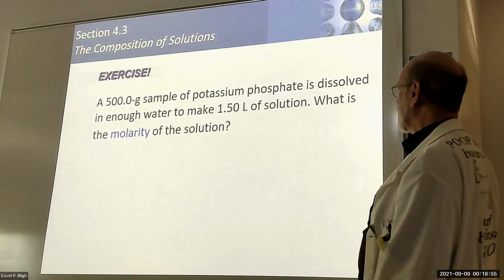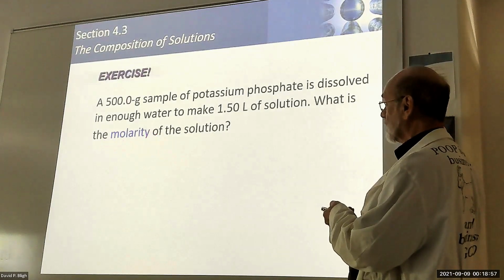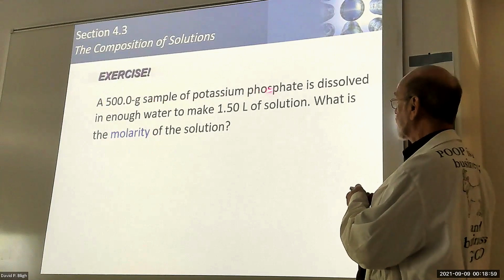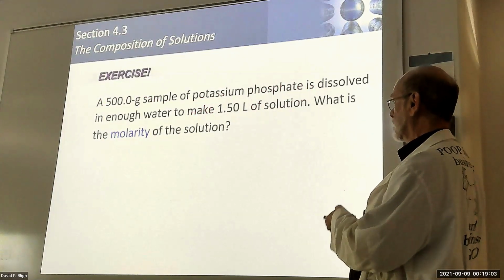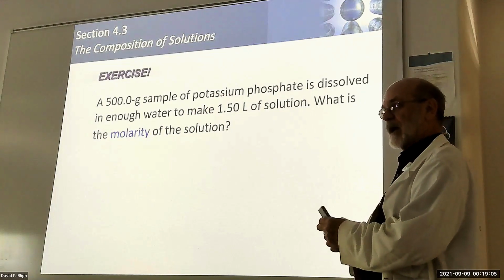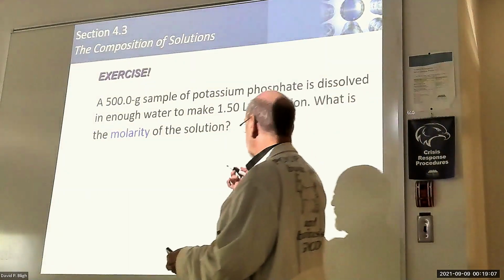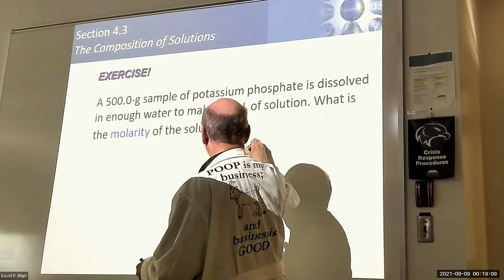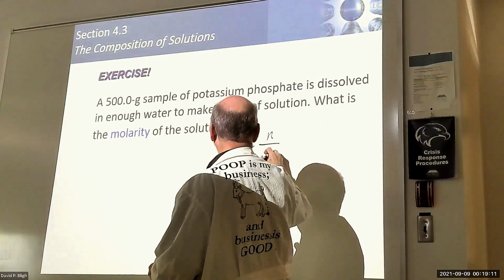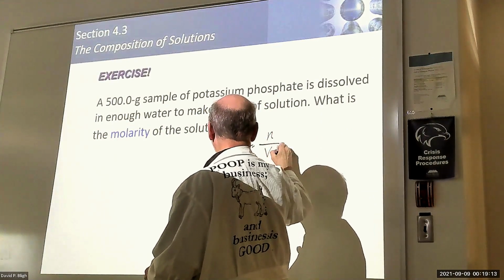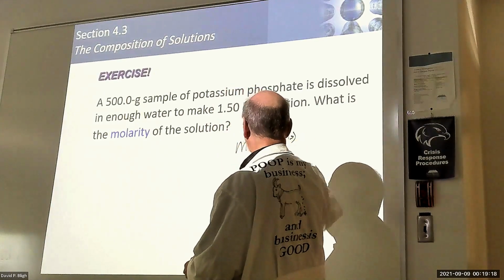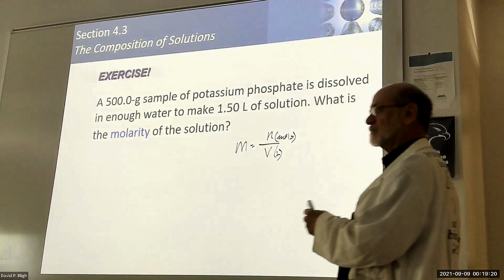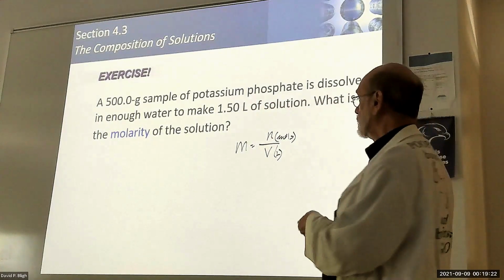So how do we calculate the molarity of this solution? We're given 500 grams of potassium phosphate, and the final volume is 1.5 liters. All right, go back to your formula. It has to be moles per liter. Right? Moles per liter. So do you have moles? No. You've got grams.